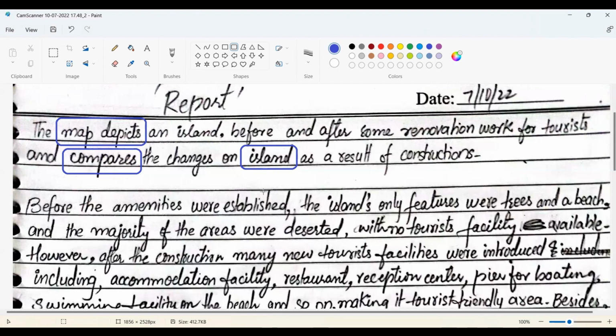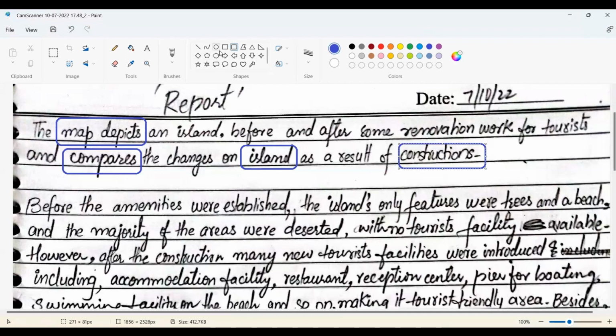So we'll say the. So on the island as a result of construction. I think S is not needed here in this word. As a result of construction. And the sentence ends with a full stop, right? It was meant to be a full stop, so it should be a full stop.